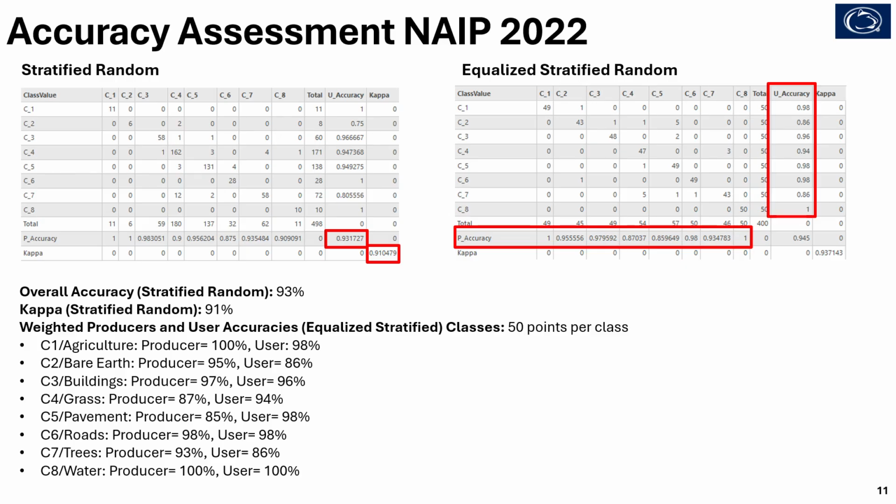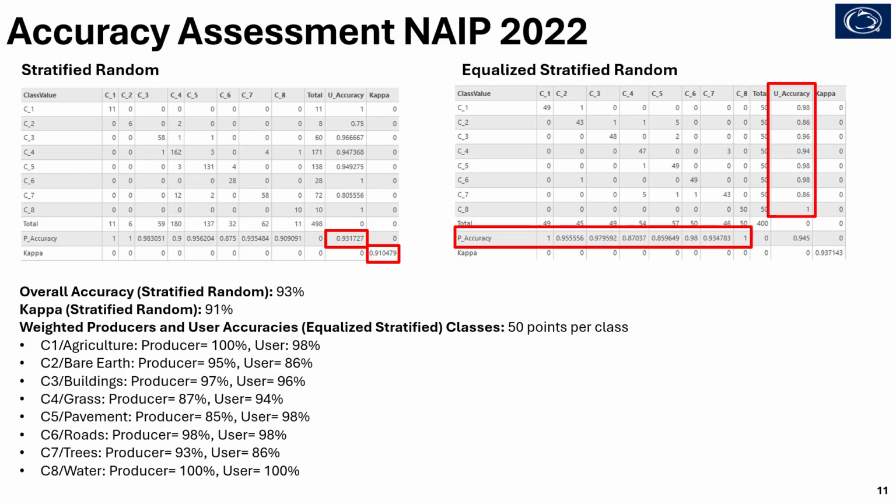To evaluate the individual land cover classes, I used equalized stratified sampling with 50 validation points per class to calculate producers' and users' accuracy. Agriculture performed extremely well with a producer's accuracy of 100% and a user's accuracy of 98%. Bare earth also performed well with a producer's accuracy of 95% and a user's accuracy of 86%. Buildings were also classified very accurately with a producer's accuracy of 97% and a user's accuracy of 96%.